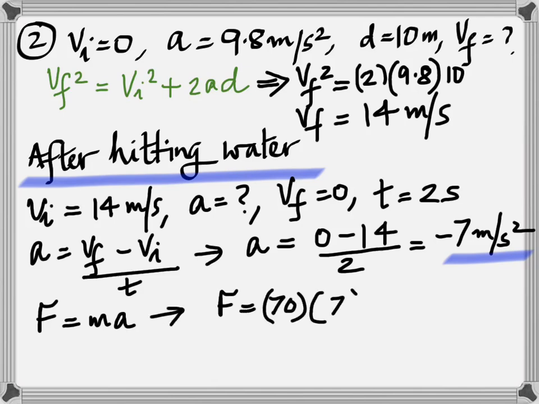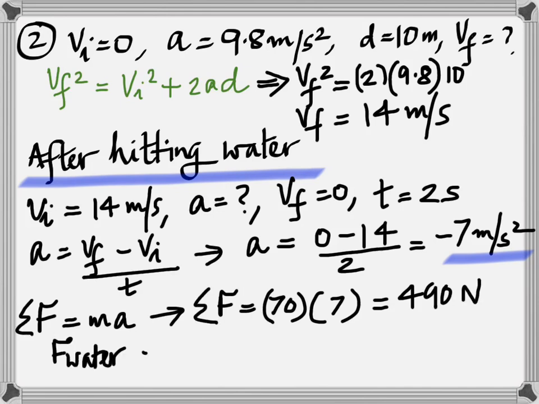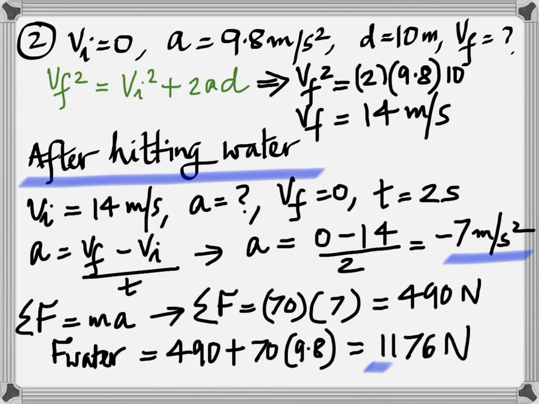You're getting the net force as mass times acceleration. The net force is 490 newtons. But remember that the weight of the person is acting down, and if the net force up has to be 490, then the water had to exert a force of 1176 newtons upwards.